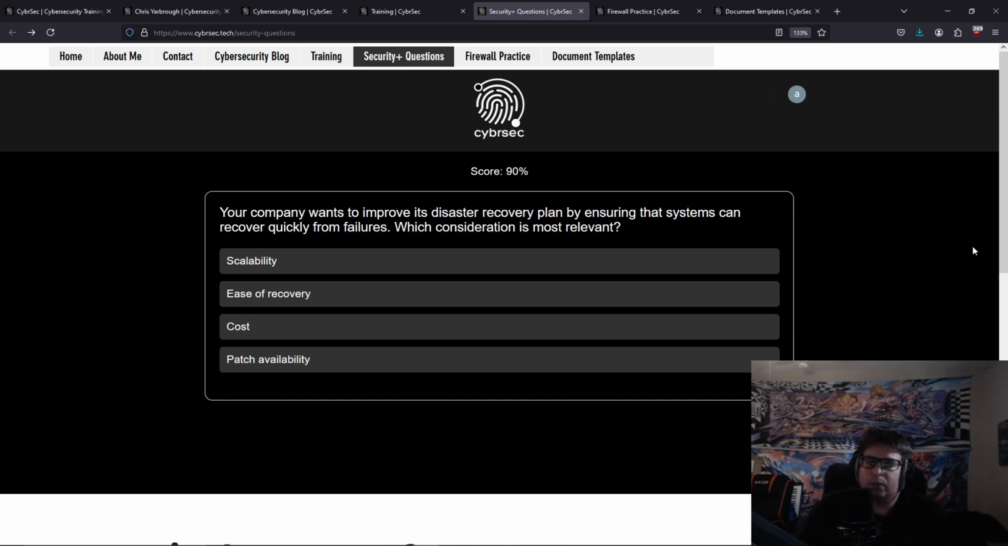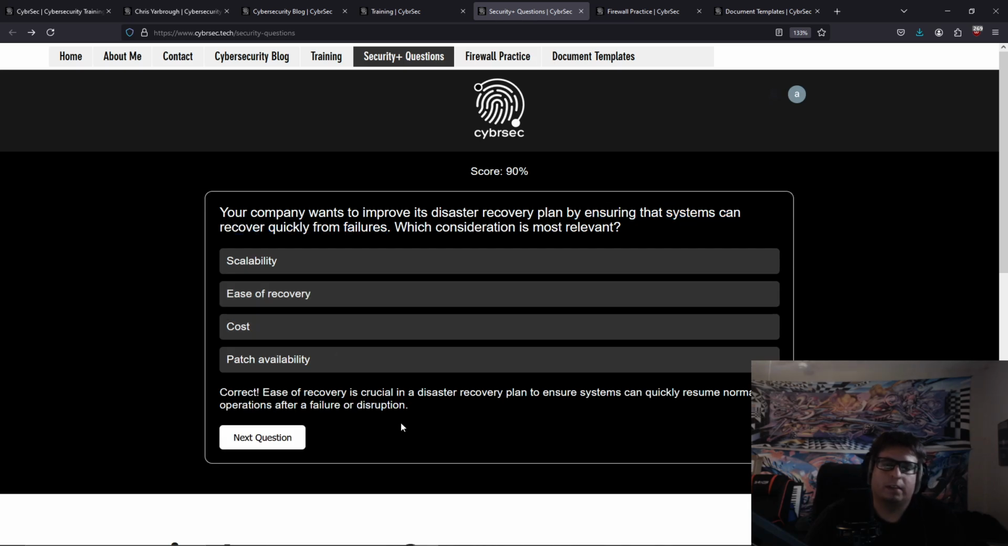Your company wants to improve its disaster recovery plan by ensuring that systems can recover quickly from failures. Which consideration is most relevant? Ensuring that they can recover quickly. Ease of recovery? Correct.